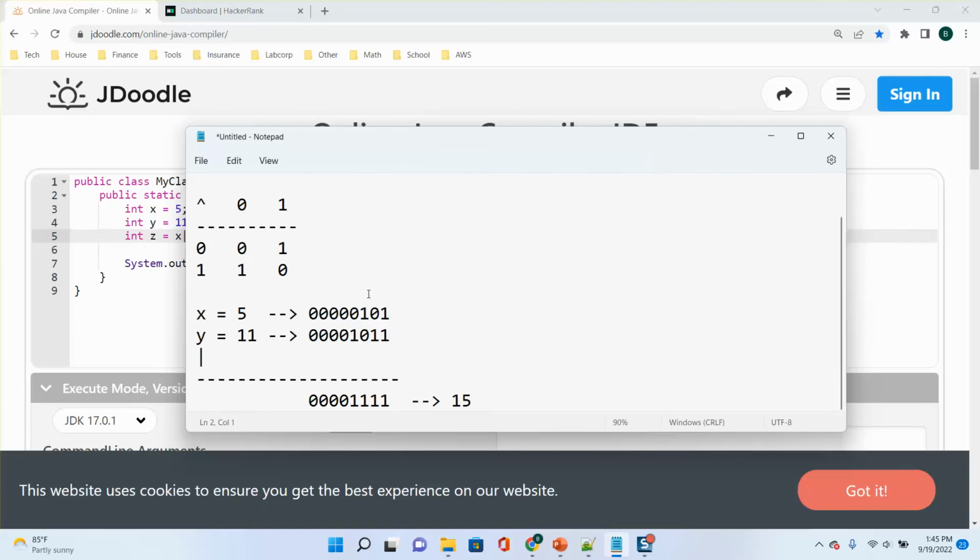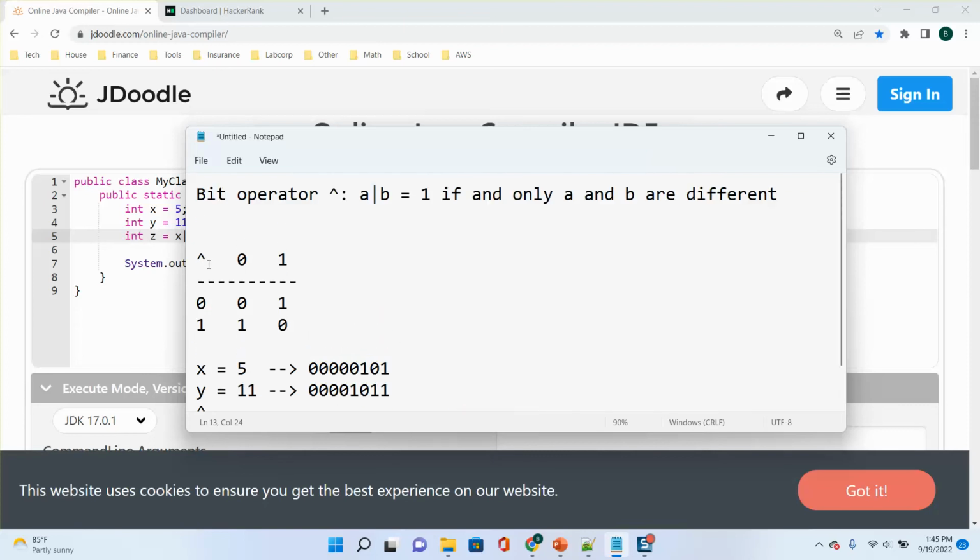If I use x and y with exclusive OR, 0 and 1 is 1. 1 and 0 is 1. 0 and 1 is 1. The first are the same, right? 0, 0, they are all 0. And 1 and 1 are the same, then the last one should be 0. So this is 14. So this is the definition of exclusive OR.